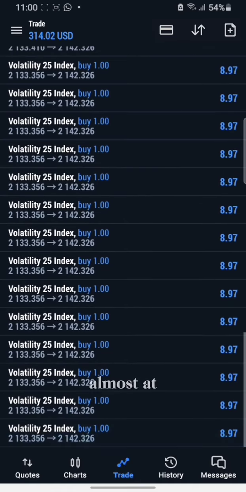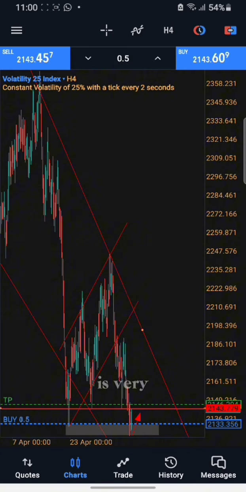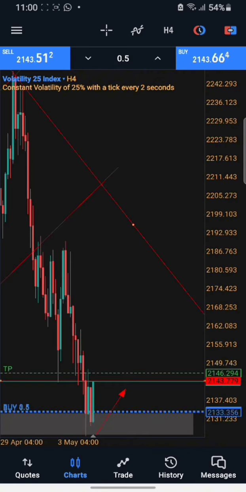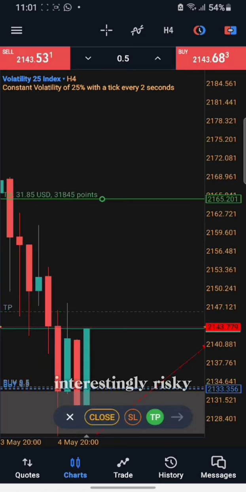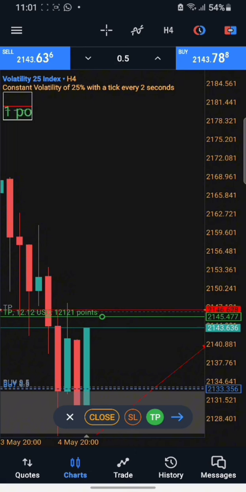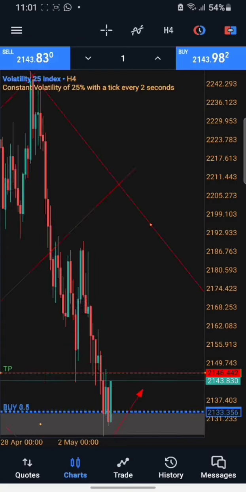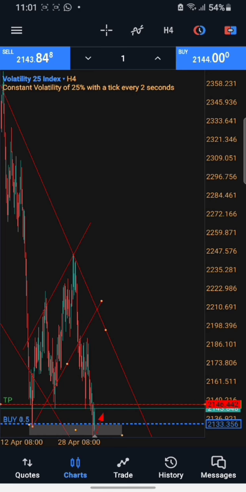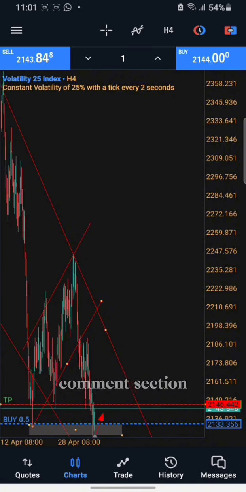It is almost at my TP, but it is very risky. This is the most interesting thing about forex. Sometimes it gets risky, interestingly risky. So now I think it's time to close. Now it's time to close, and then we close. Now we're in 560 profit.